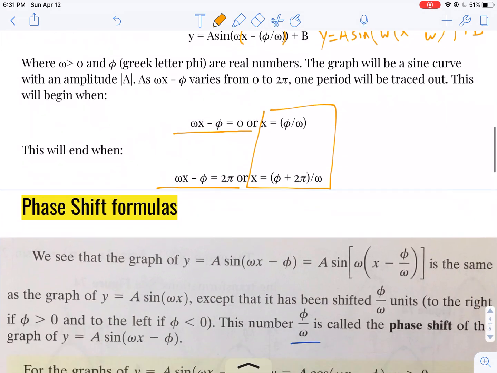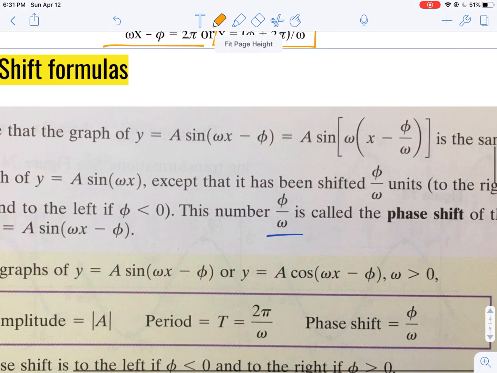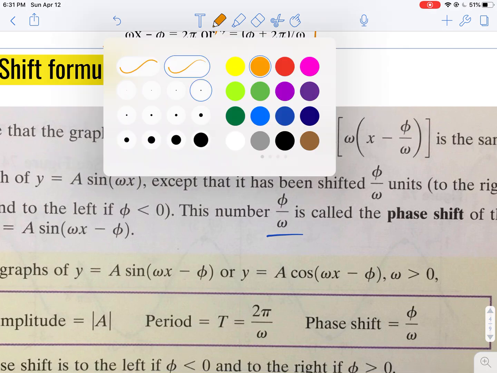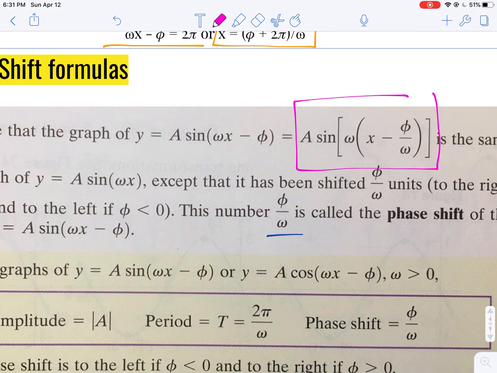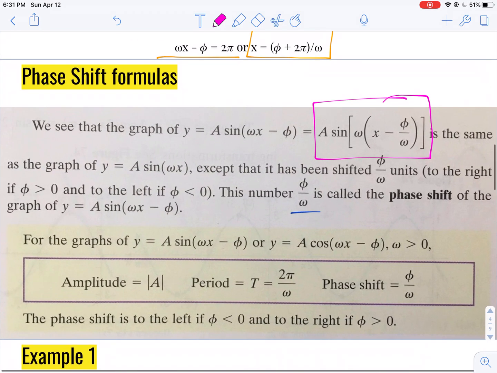And we got some phase shift formulas here. Again, this is already what I wrote up top, where I factor out the omega from that x minus phi. So now I have A times the sine of omega times x minus phi over omega. And this will allow me to see what my actual phase shift is when I factor out this omega. If I just list phi as my phase shift, I'm going to get things a little bit incorrect here, and that's not okay.